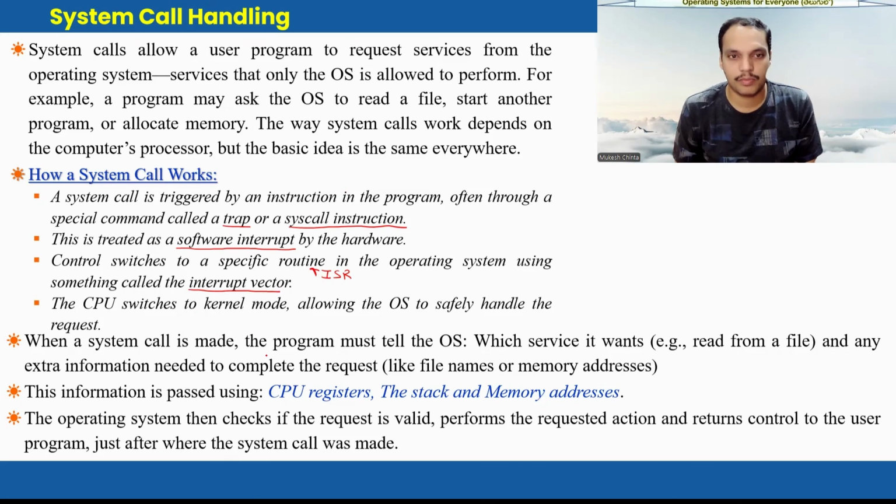So when a system call is made, the program must tell the OS which service it wants and any extra information needed to complete the request. So what is needed, what information to take, like file names, memory addresses, we need to know. How is this information passed, sir? This information is passed using CPU registers, the stack and memory addresses.